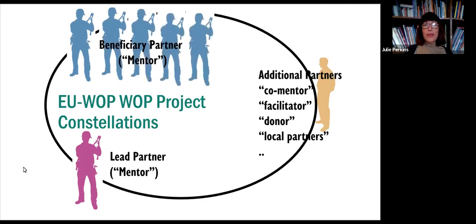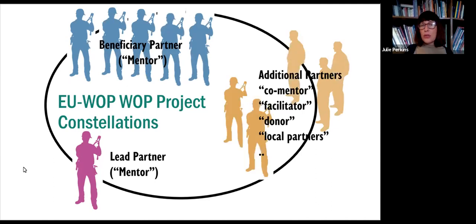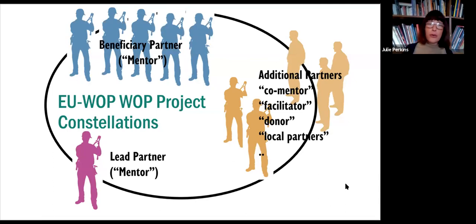Now, the rules say that we can have up to 5 beneficiary partners per WOP. I don't personally recommend that you go to so much, but you can have that many. Usually they're 1-to-1, they can be 1-to-2, etc. But in this case, we have up to 5. And we can also have additional partners up to 5, with a maximum of 2 co-mentors per project. So you might have 1 facilitator, a donor, another mentor, and a local partner, something like that.